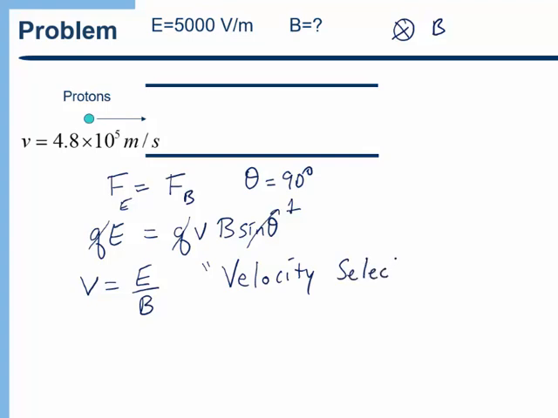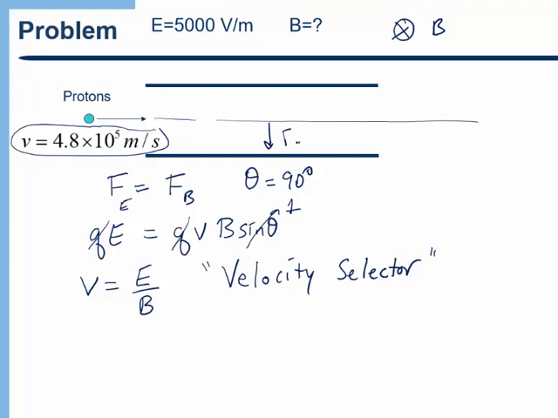And I want to just make sure you understand why it's called that. Notice that what we did was we said, if we want this velocity particle to go straight through, then we need to make sure that the electric force and the magnetic force perfectly balance off. And so that's what we solved for.